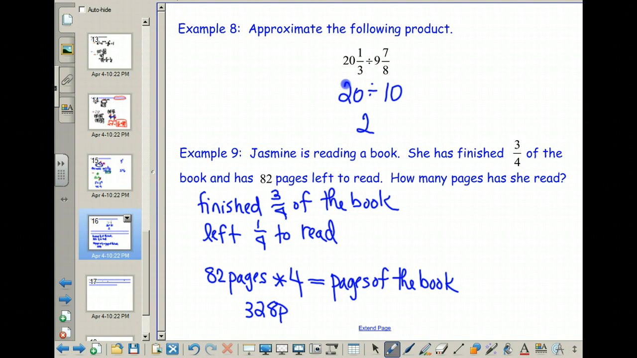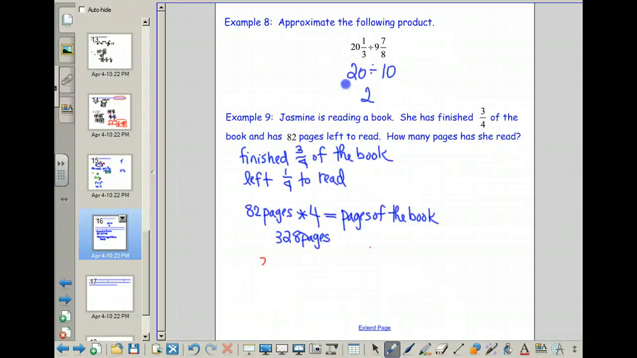Did that answer the question? Not quite. What did the question actually ask? How many she's read. So what do I do next? All right, because that's the part she hasn't read yet, right? So if I took 328 minus the 82, what would I get? 246? And that would be the pages she's read.